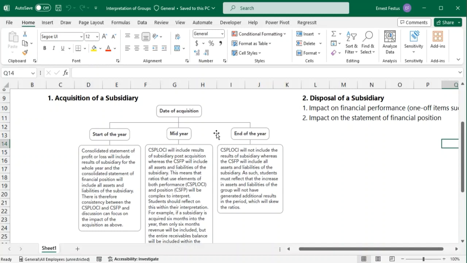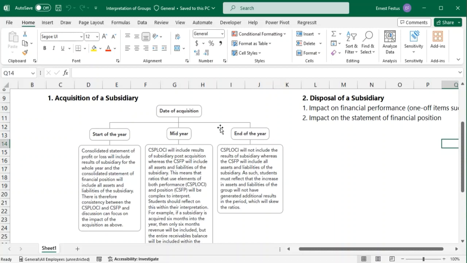Alright, now what happens when a subsidiary is acquired by a parent at the start of the financial year? And in this case, you are talking about the financial year of the parent, because this is the group.